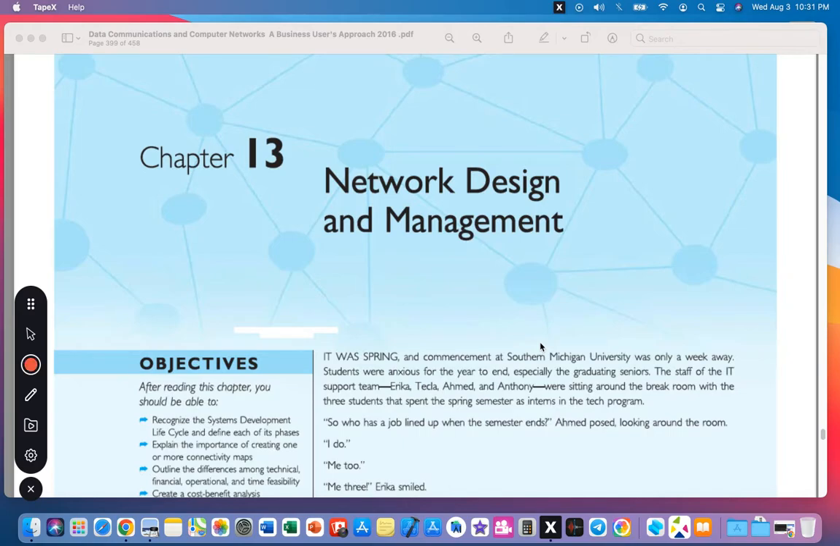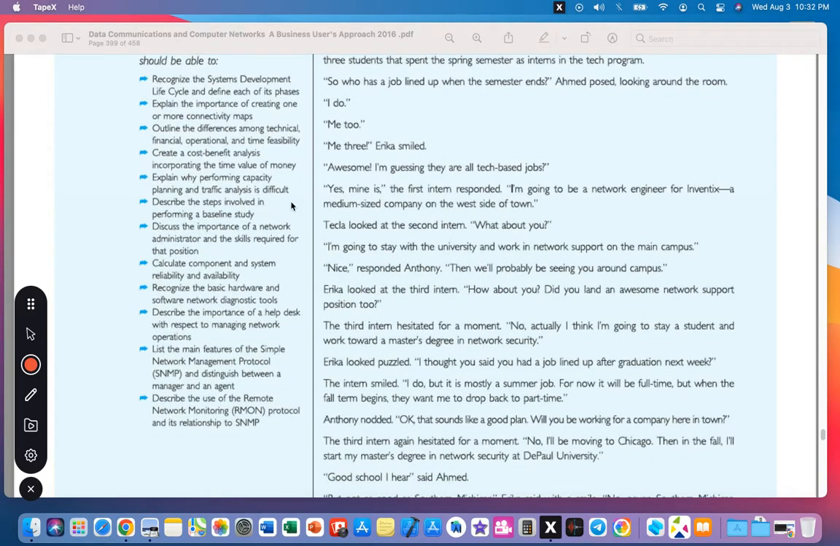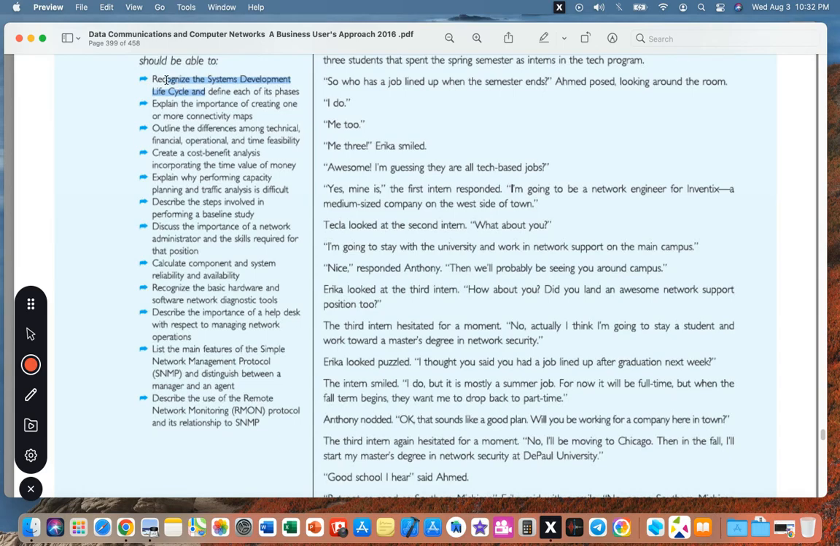Chapter 13, Network Design and Management. After reading this chapter, you should be able to recognize the system development lifecycle, and define each of its phases.